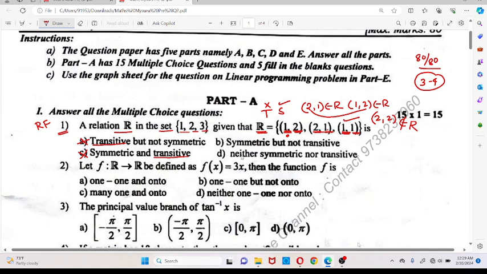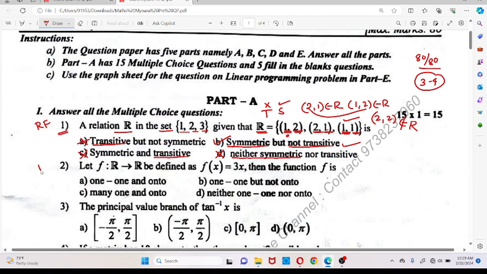If you go through these things here, option D given as neither symmetric nor transitive will be the wrong one. So only option B is correct. This relation is symmetric but not transitive. Most of the time this is a repeated question, you can easily go through this.